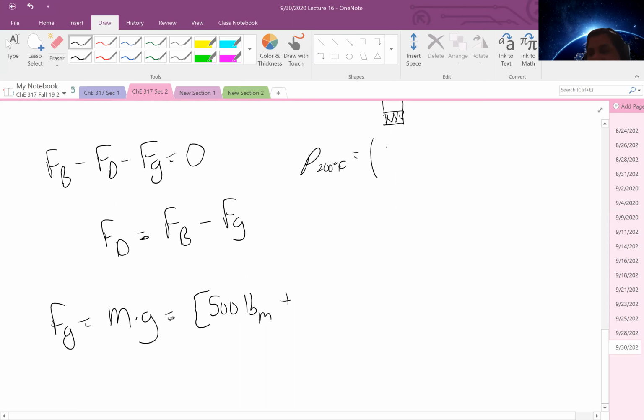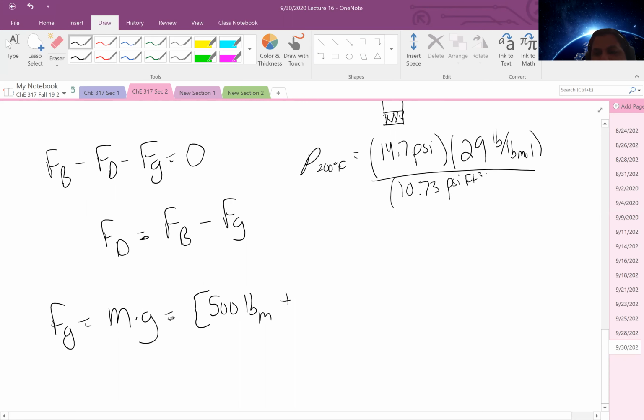So I can say it is 14.7 psi times 29 pounds per pound mole over 10.73 psi cubic feet per pound mole Rankine times 660 Rankine, which gives us a density at 200 of approximately 0.06 pounds per cubic feet.